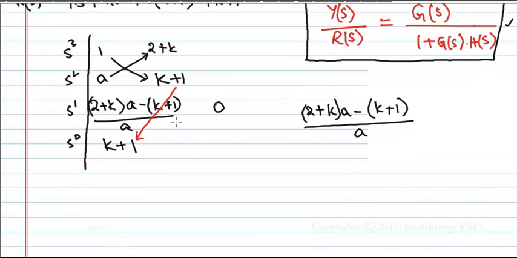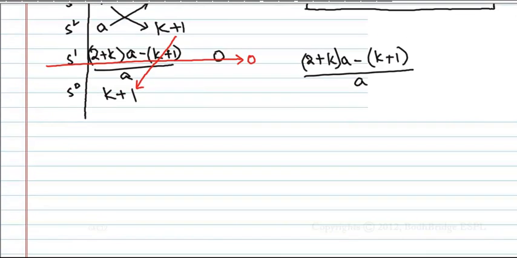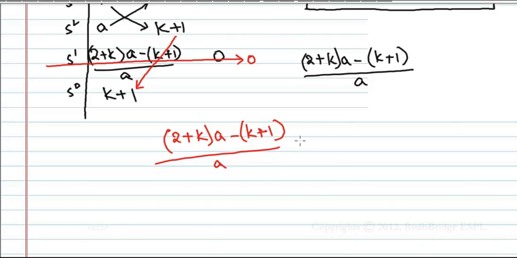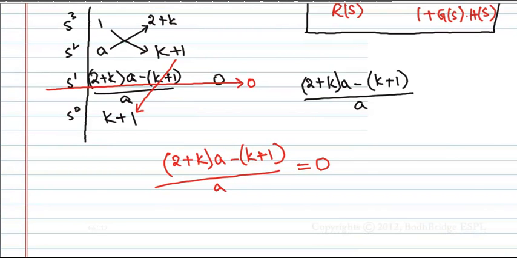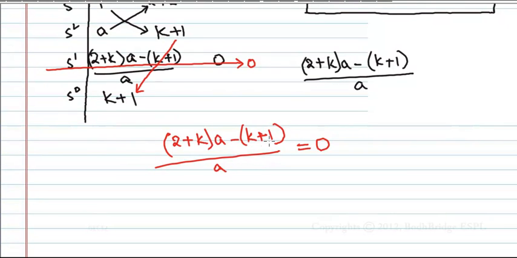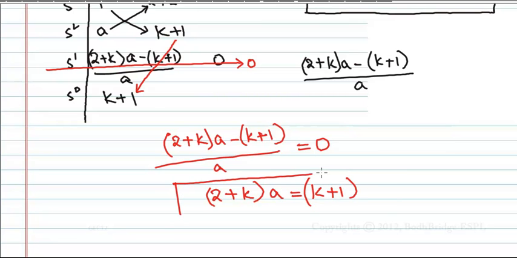Okay, when does a system oscillate? Only when one whole row becomes 0, right? And that too it should be an odd row, so s power 1 should become a row of zeros, which can be (2 plus k) into a minus (k plus 1) by a equal to 0. I am just applying the rule. The rule says that if a whole row of zeros occurs in RH criteria, then we have oscillations. Therefore (2 plus k) into a is equal to k plus 1. If this is satisfied, then the system is oscillating.